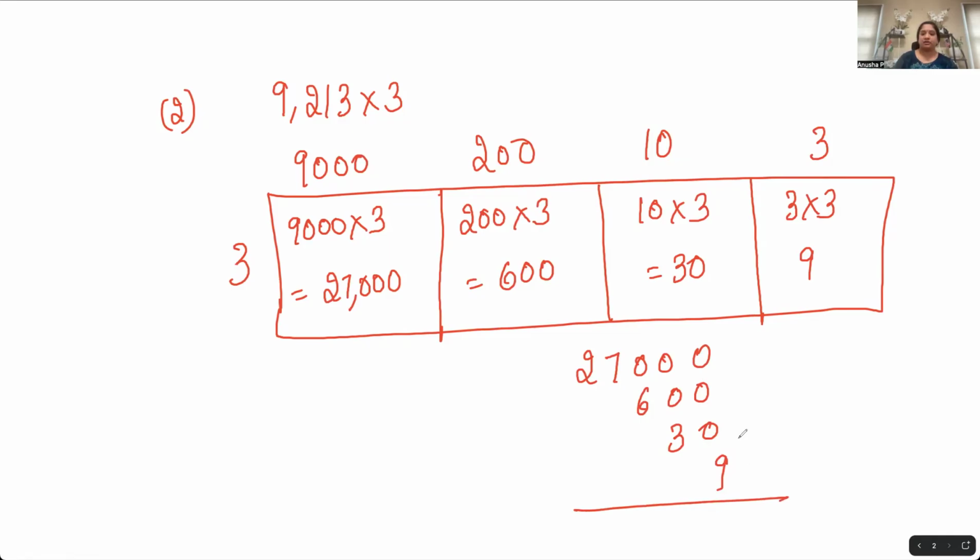You have to add all the boxes now: 27,000, 600, 30 and 9. 9, 3, 6, 7 and 2. When you multiply 9213 times 3, we will get the answer as 27,639.